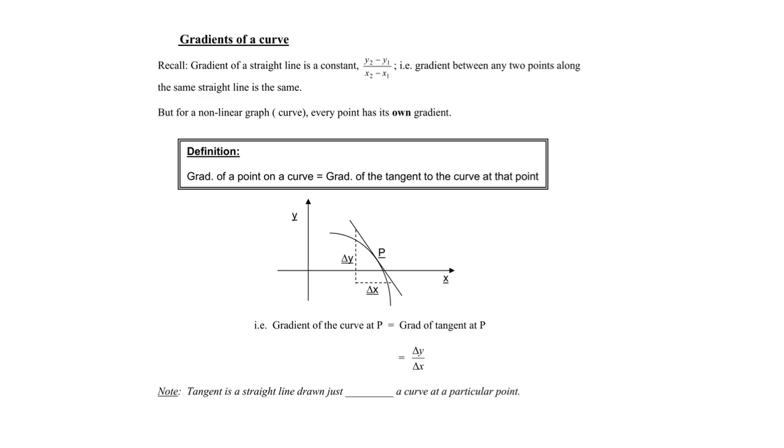So let's recall that in the past, we have known that the gradient of a straight line is a constant number given by this equation or this formula between any 2 points along that line. But for today's lesson, it is for a non-linear graph, which is a curve.